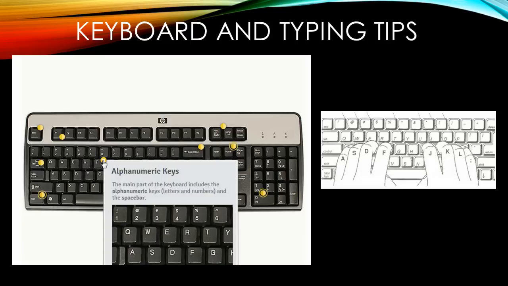You've also got your alphanumeric keys. This is the main part of the keyboard that includes all your letters and your numbers, and of course the space bar to get the spaces between our words. So getting familiar with the keyboard is a really great idea. This way you have a better understanding of when you're typing things where letters are placed.